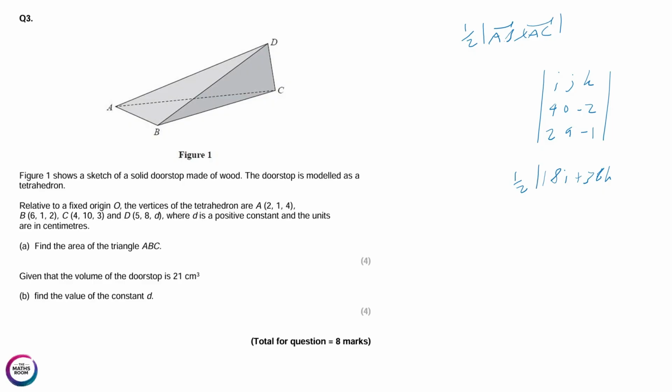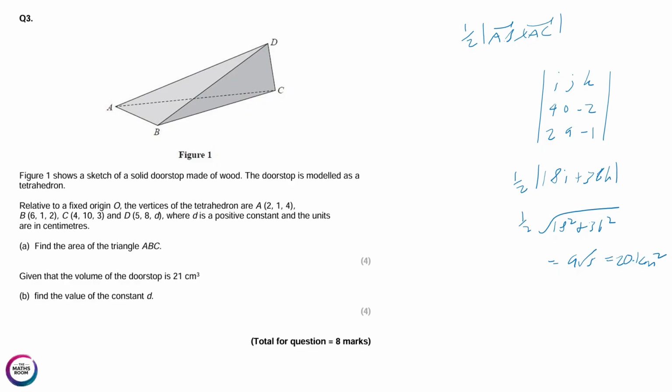So I'm doing half of the magnitude of that. So I'm doing half root 18 squared plus 36 squared. This should be the area. I get 9 root 5. Decimal, 3 significant figures is 20.1. So it should be 20.1 centimetres squared. That's the first one done.